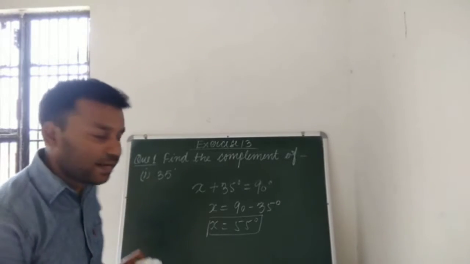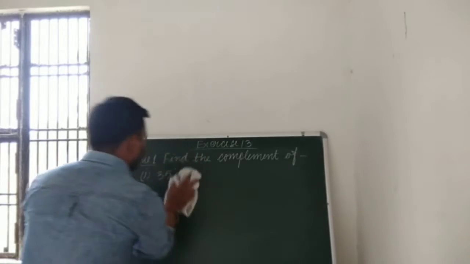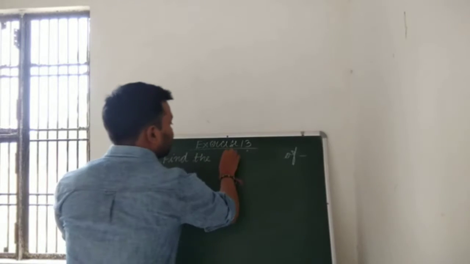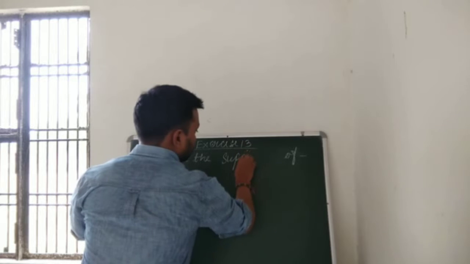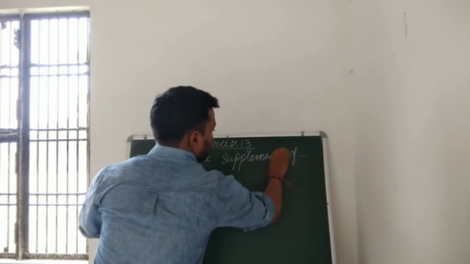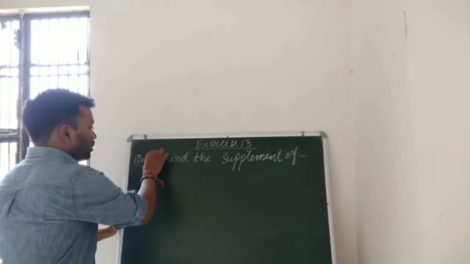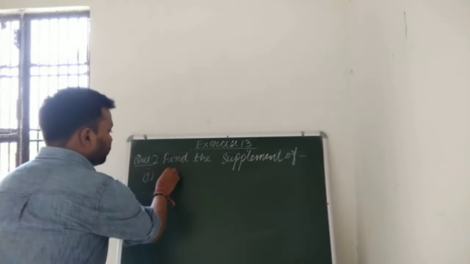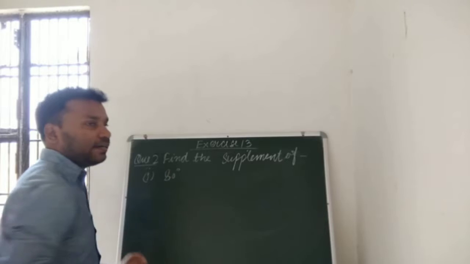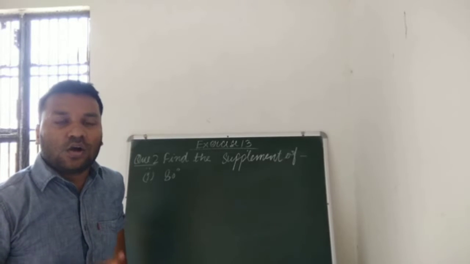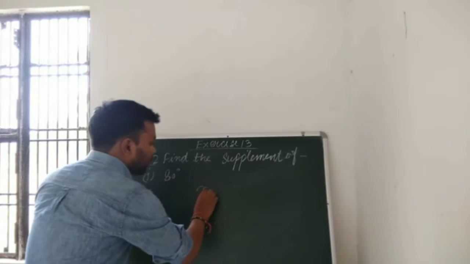Let's move on to the second question. In the second question of this exercise, we have to find now the supplement of some given angles. The very first part of question number 2 is we have to find the supplement of 80 degree. Again, let's suppose that the supplement of 80 degree is x degree.